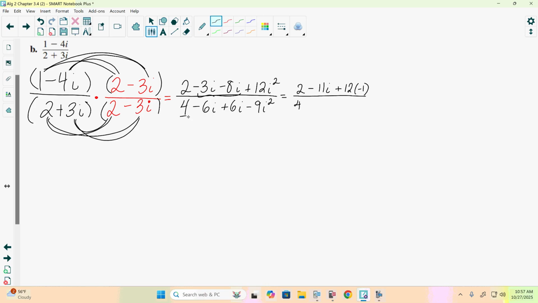On bottom, the 4 doesn't have any like terms, but our negative 6i plus 6i are like terms, and when we combine them, we get 0i. Now our i squared, like on top, is negative 1. Our 12 times negative 1 on top, we do need to simplify that, would give us negative 12. And on bottom, we have negative 9 times negative 1, which will be positive 9.